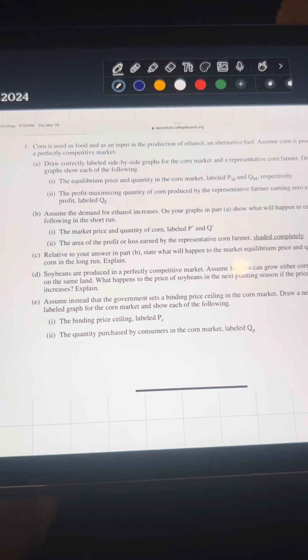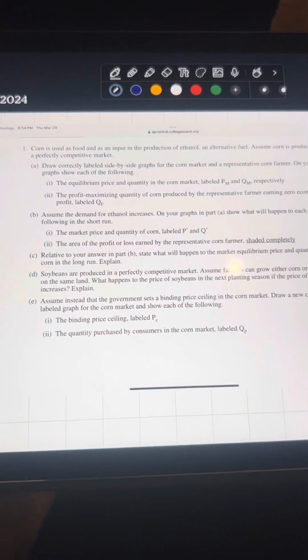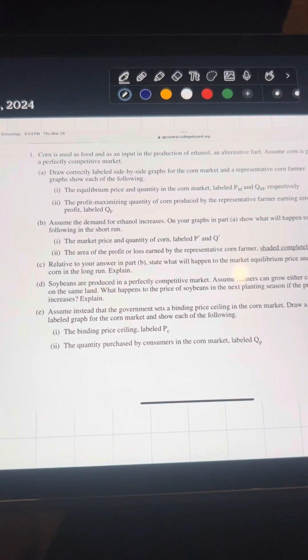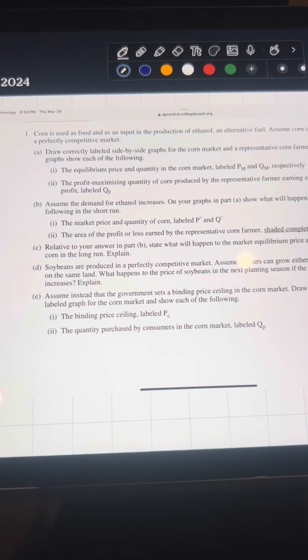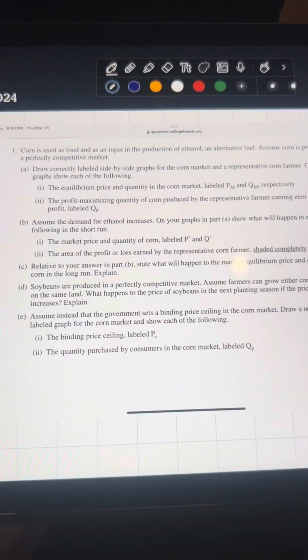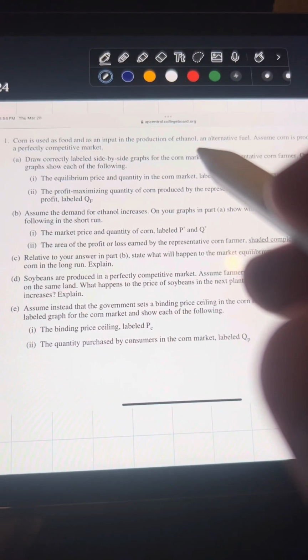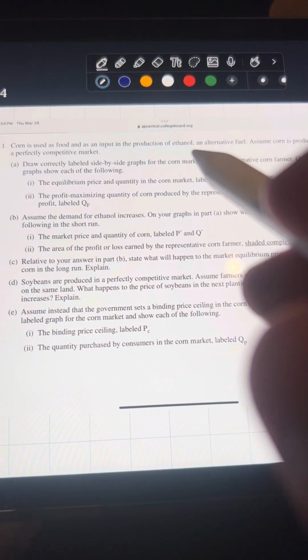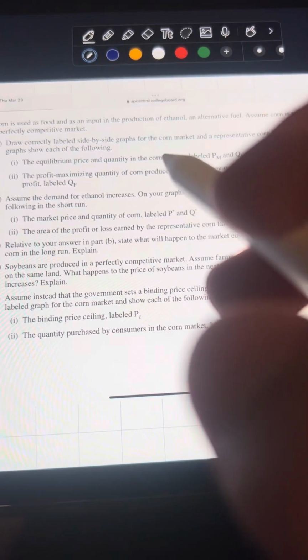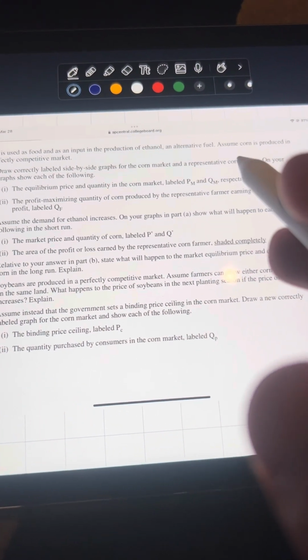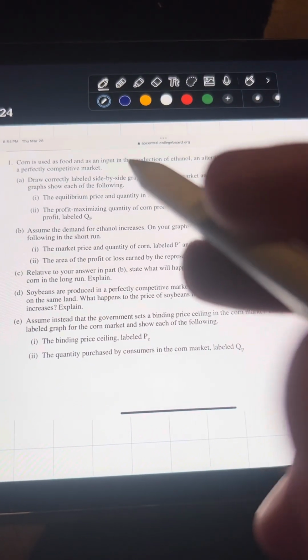So here we have a question on the 2017 FRQ section of the AP Macroeconomics exam. It starts by giving us some details about the product that we're going to be talking about, which is corn. It says that ethanol is an alternative fuel. Assume corn is produced in a perfectly competitive market.